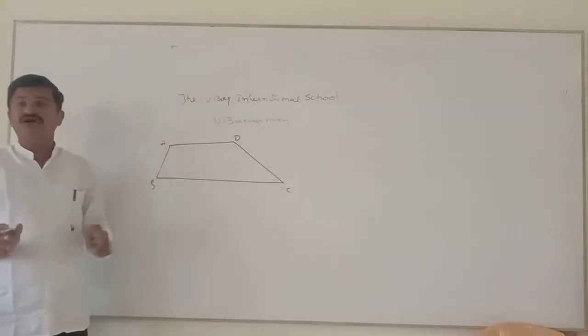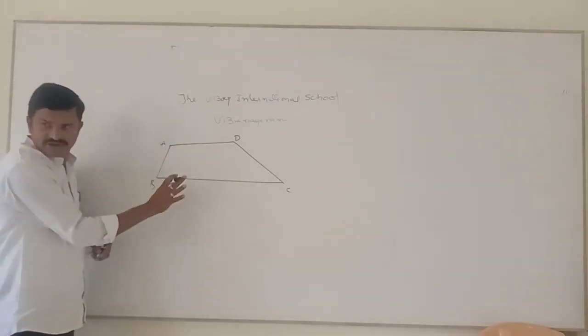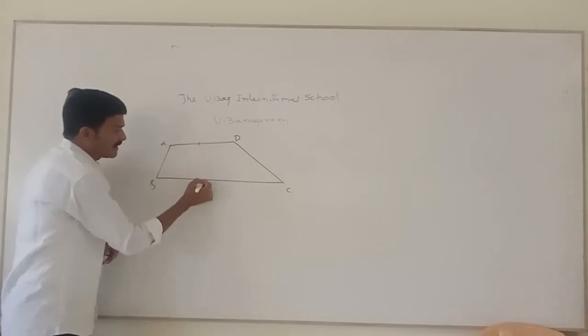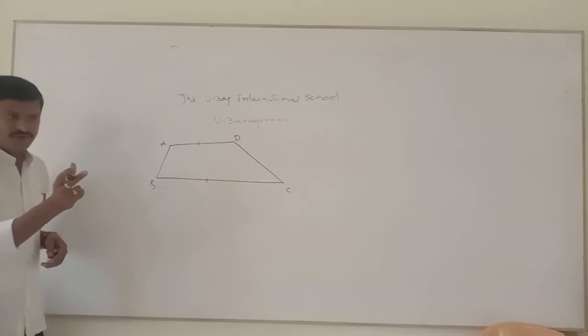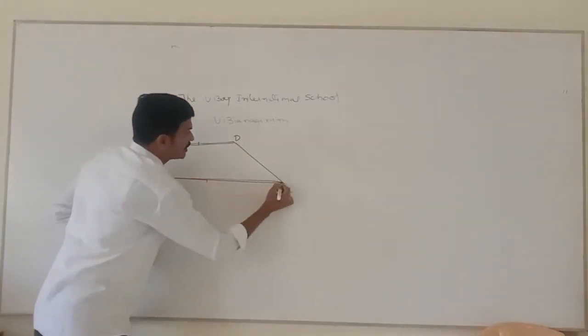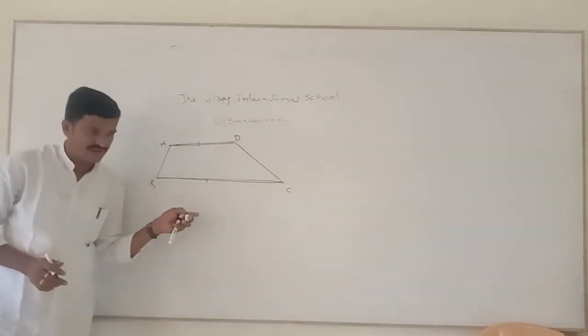In this quadrilateral, what do you observe, children? There are four sides. In those four sides, one pair of opposite sides are parallel or not? See, do you know the symbol of parallel? Do you know or not? See here, this pair of opposite sides are parallel. Here one pair of opposite sides are parallel.